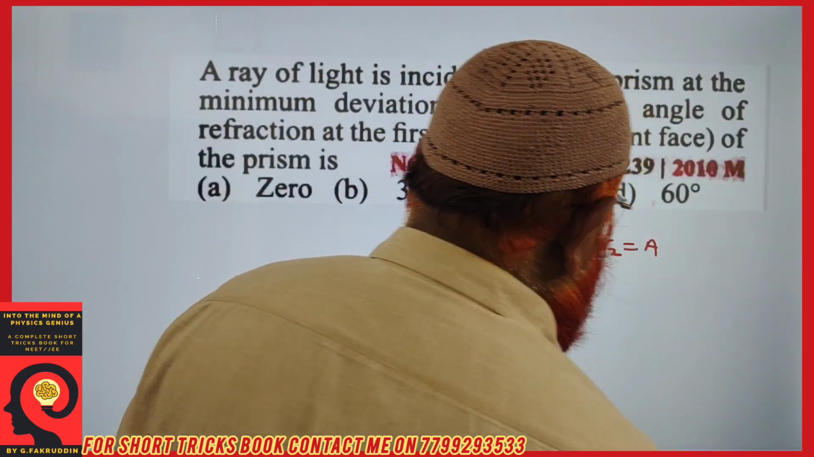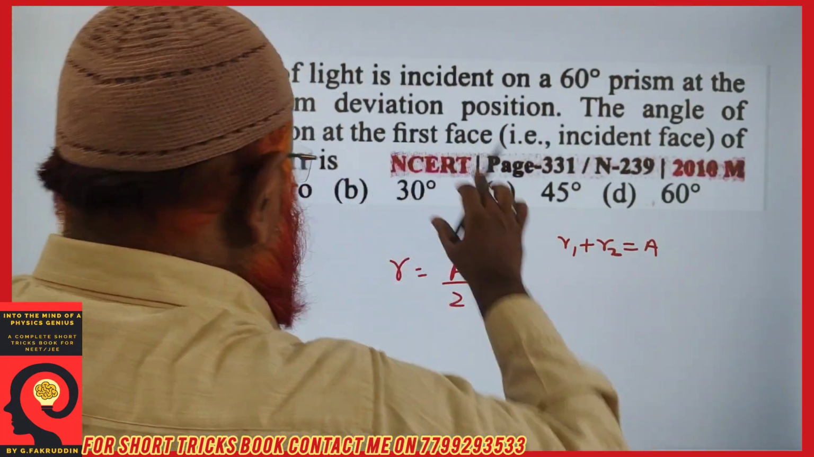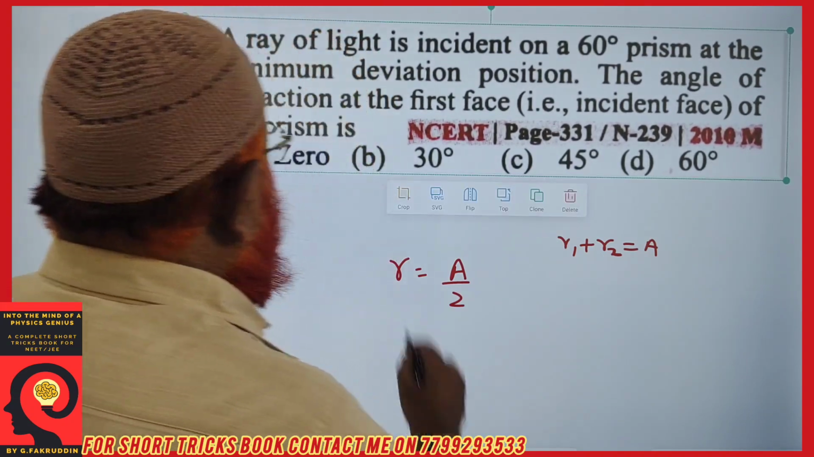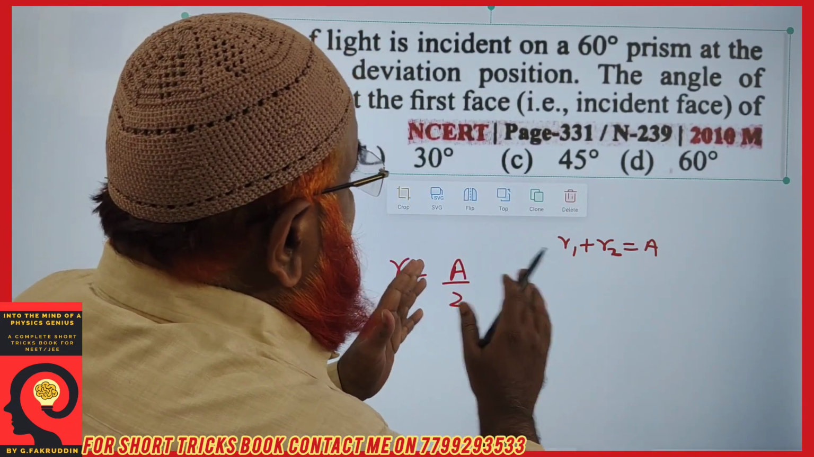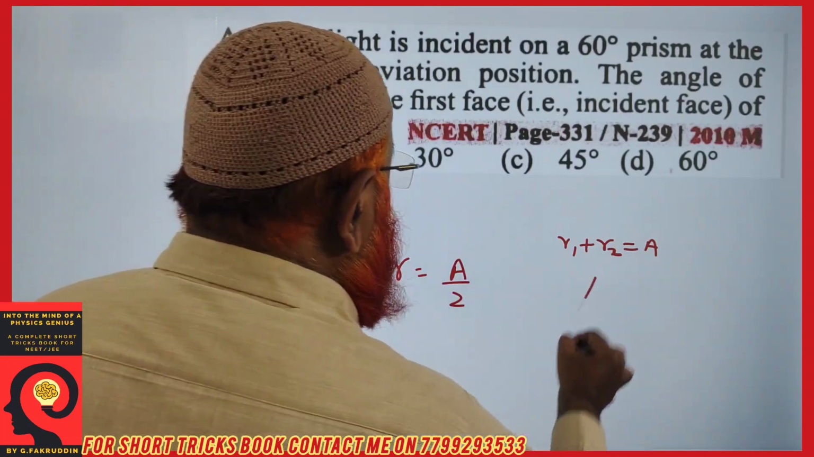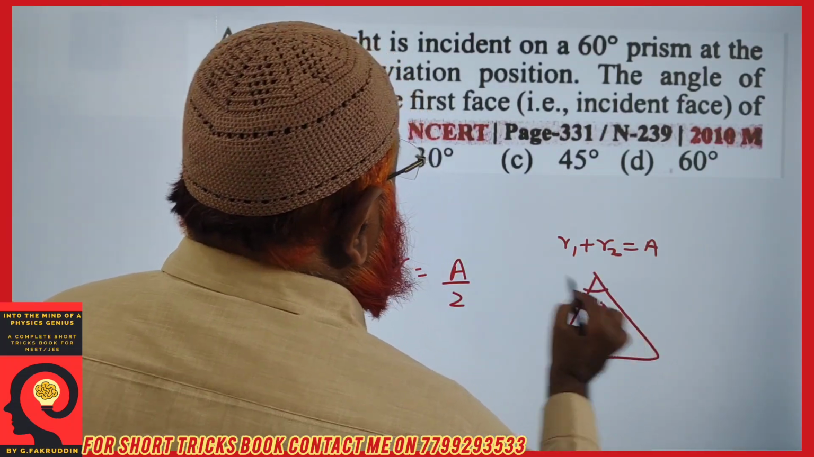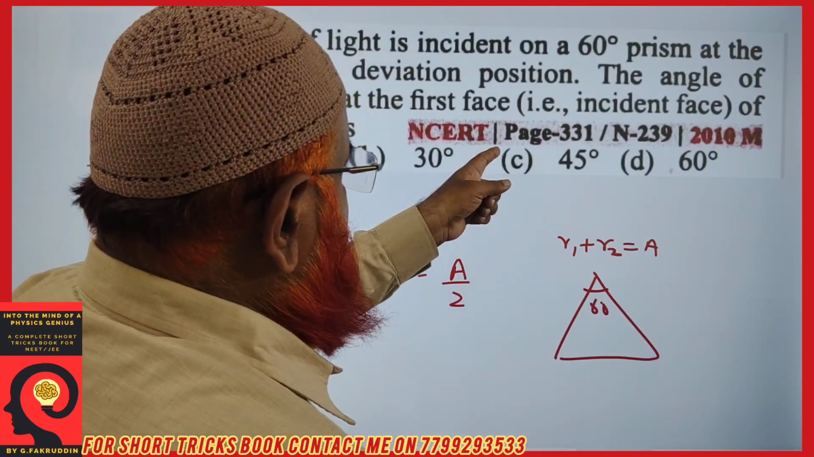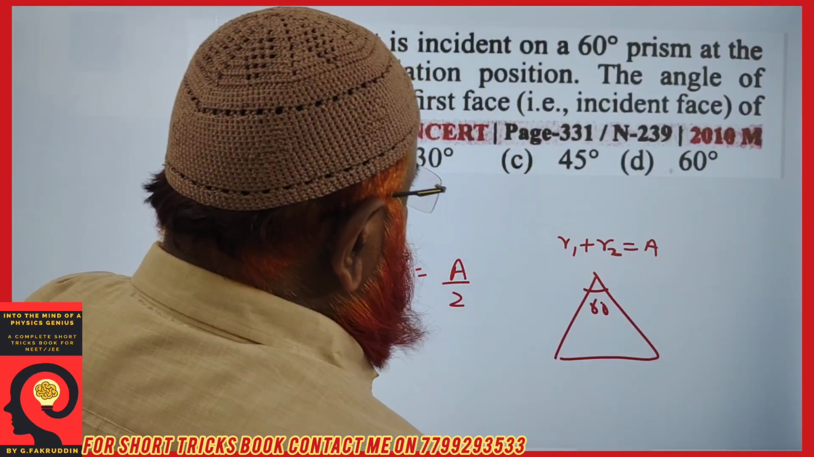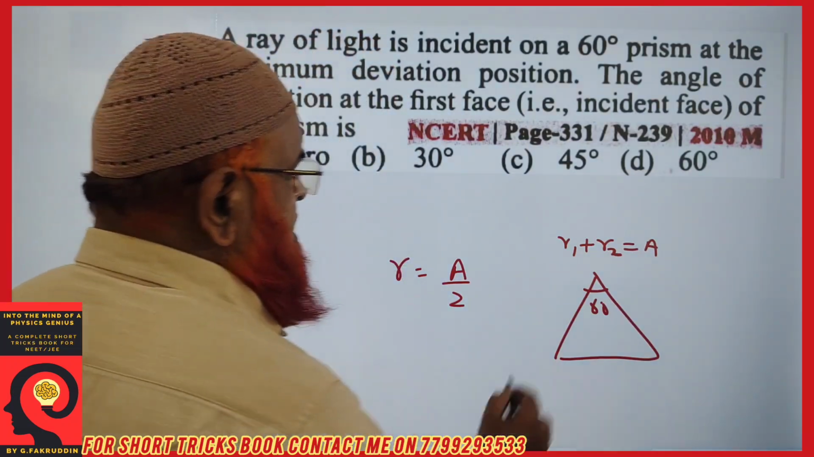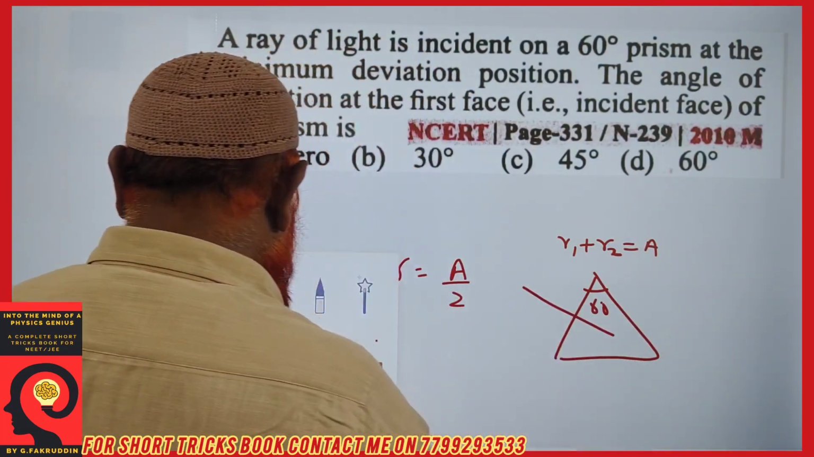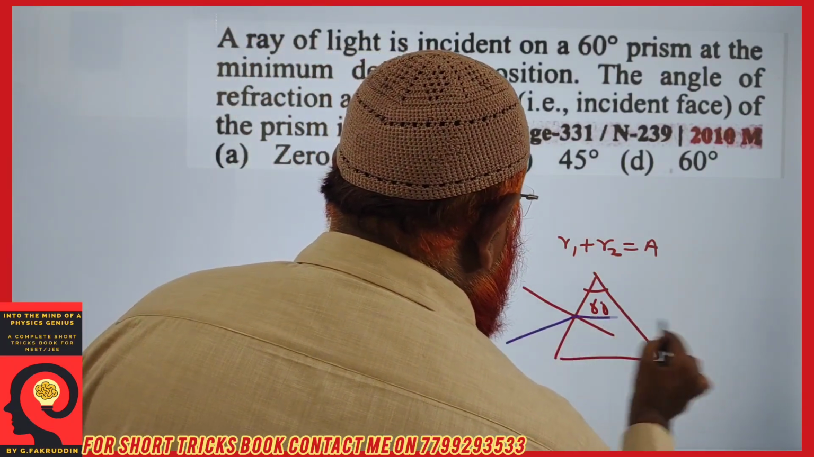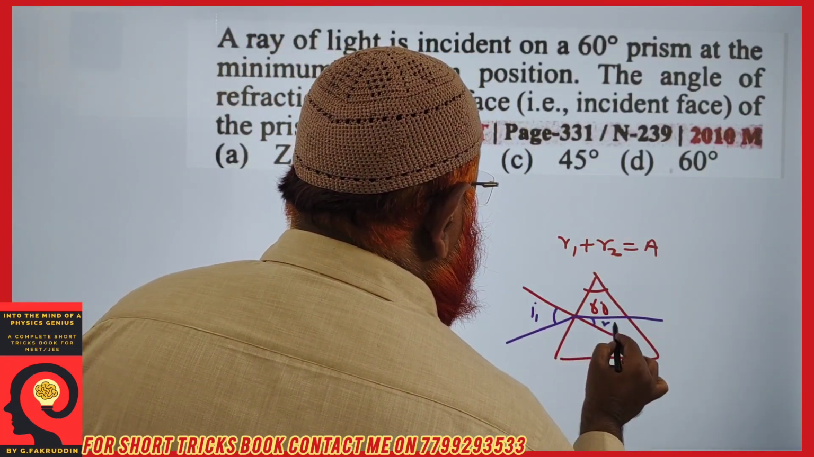Okay. Let us go for the next problem. A ray of light is incident at an angle of 60 degrees on a prism in the minimum deviation position. So the prism is a 60 degrees prism, and it is in minimum deviation position. The angle of refraction at the first face of the prism is being asked. So here this is a light ray. The ray will fall and go like this. This is said to be I1. This is said to be R1.